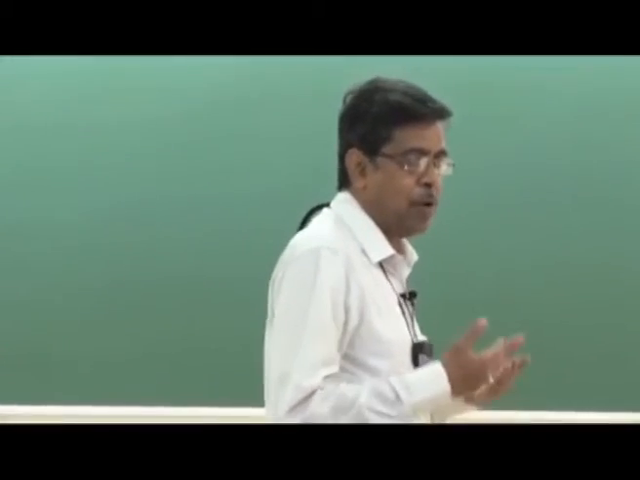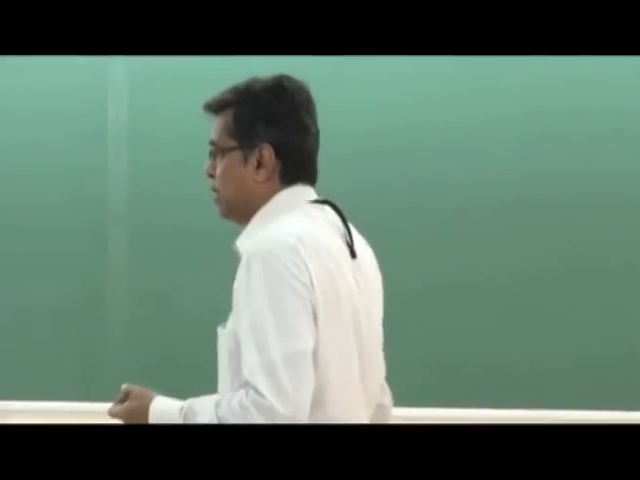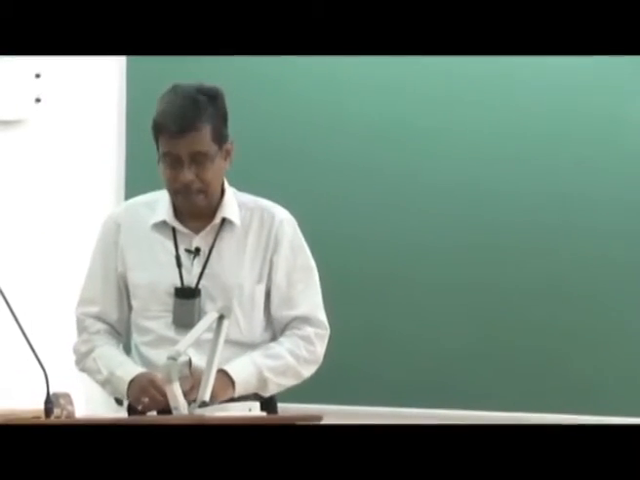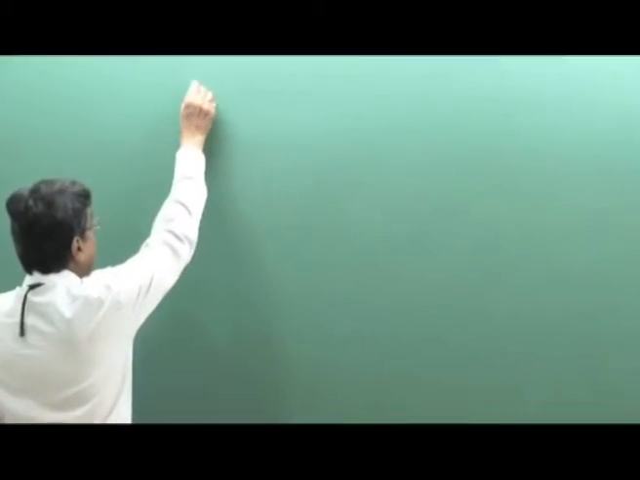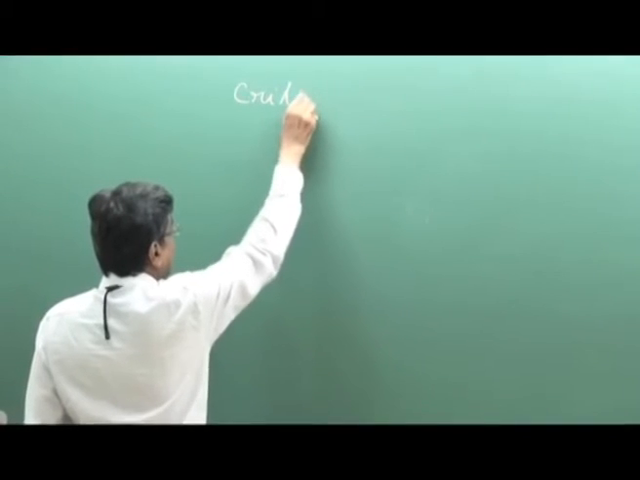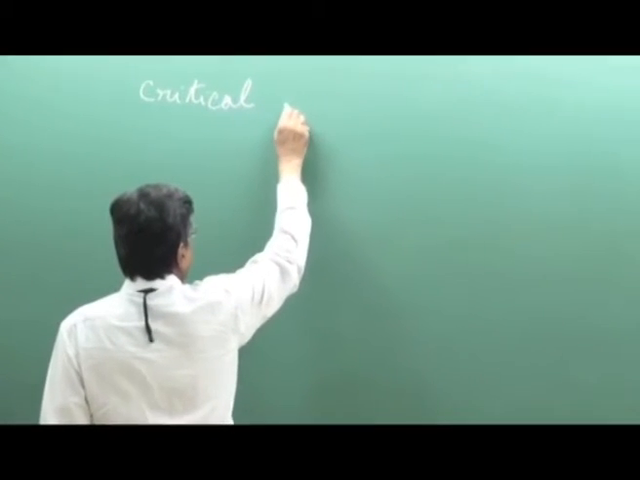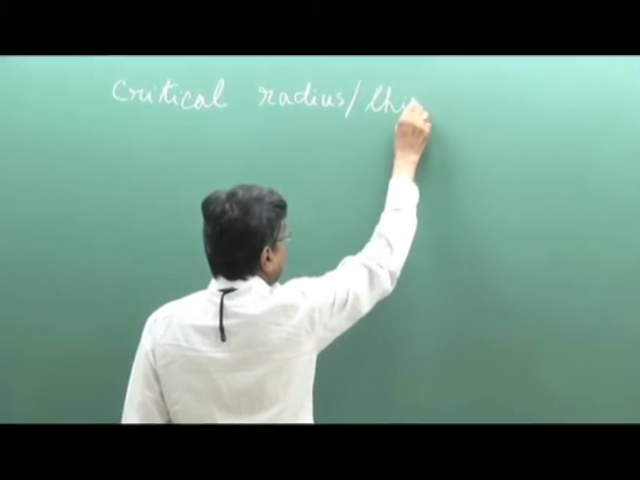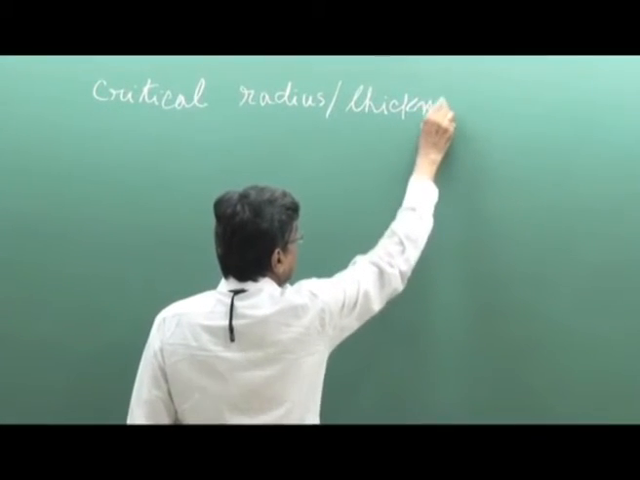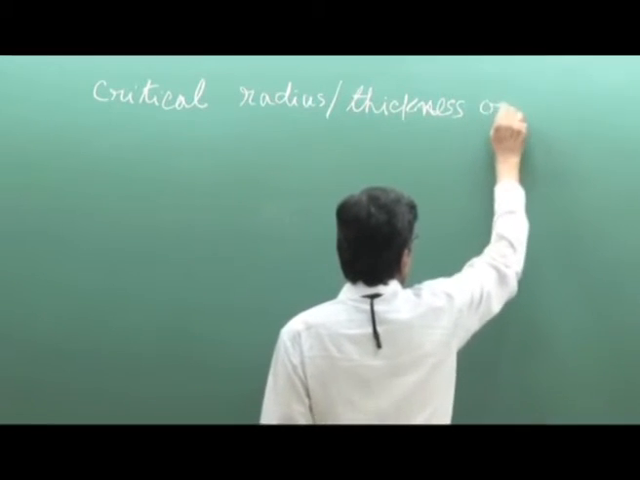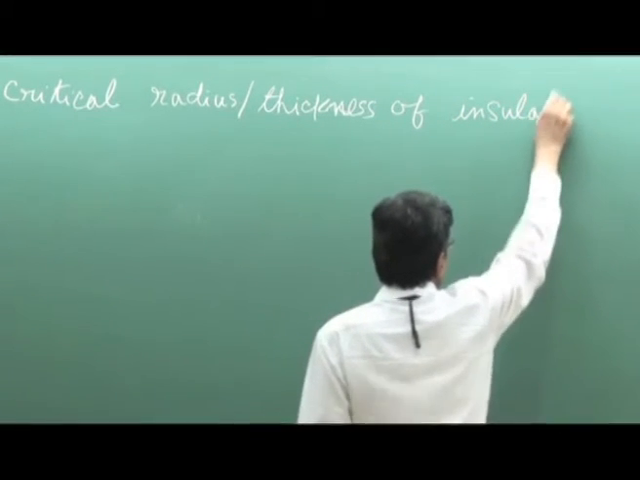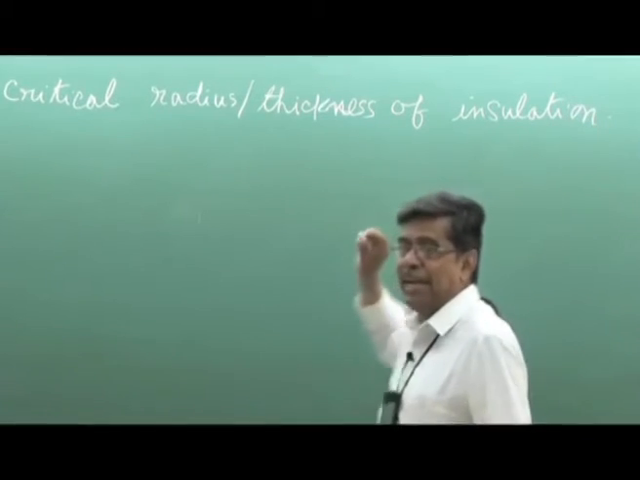Now today, as a corollary of that, we will discuss an aspect which probably I told you in the last class: the critical radius or thickness of insulation. What is the meaning of it? Of critical radius or thickness, whatever you call, of insulation. What is the meaning of it?